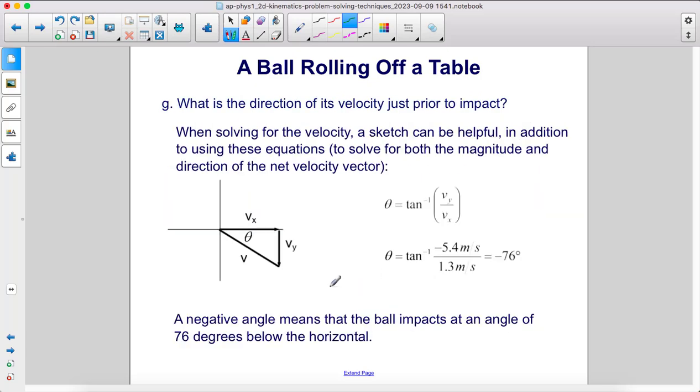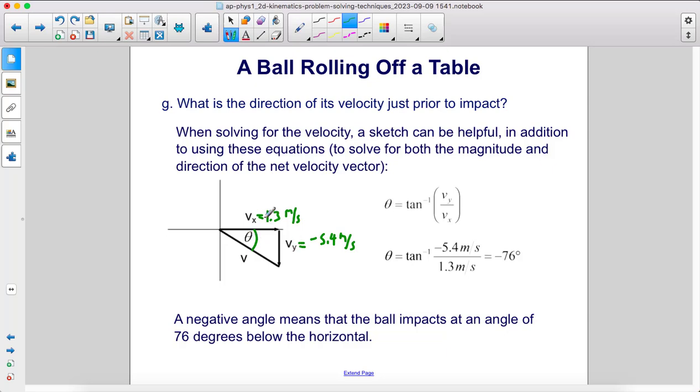Finally, what is the direction of its velocity just prior to impact? When solving for velocity, a sketch can be helpful, in addition to using these equations. So here we have our vectors. We know the horizontal velocity was 1.3 meters per second. We know the vertical velocity is negative 5.4 meters per second. This is two-dimensional, right? This total velocity, it's two-dimensional. So in order to have a direction, we need to include the angle. So this angle here, that's what we're looking for.